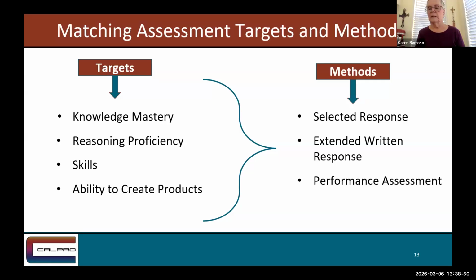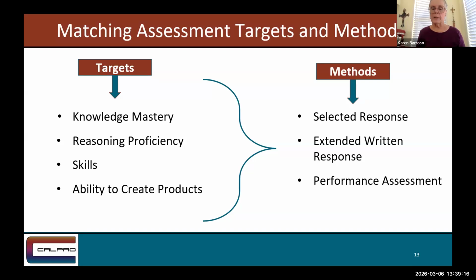All right, here we go. So here are some of the targets. Do you want students to show knowledge mastery, reasoning proficiency, skills, or ability to create products? That's something you have to think about when you're actually creating the CFA. And then these are usually some of the methods that can be used for these targets.